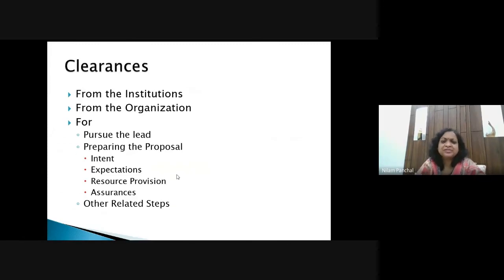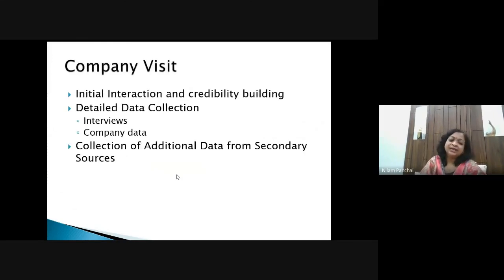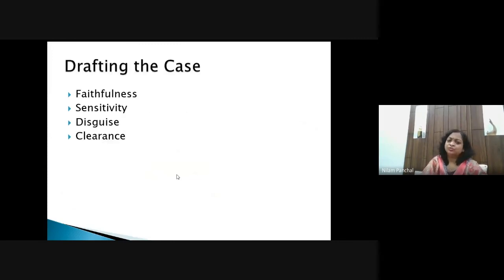Same way, you need to take clearances from the institution and from the organization for whom you are writing the case, pursue the lead, and prepare the proposal. At each stage, you may be required to take clearances. While you're writing the case, you may need to visit the company, do detailed data collection, gather additional data from secondary sources, and so on, and then you should draft the case.